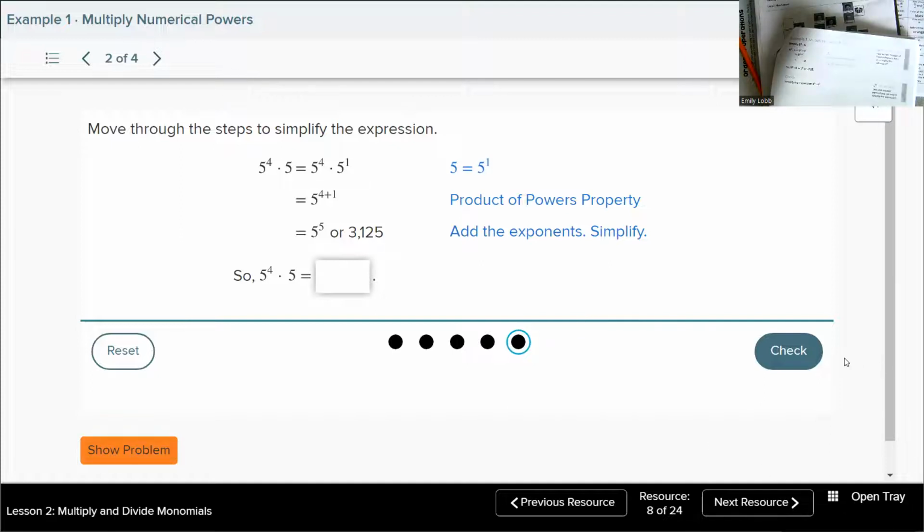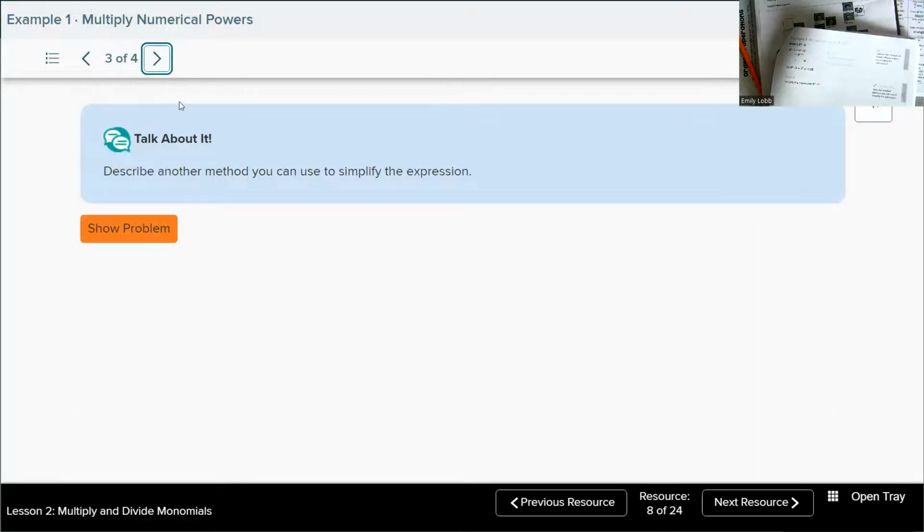All right, this check, they want you to check that you are understanding that. Oops, I didn't mean to check that one. I meant to do this. So another method you could use is to write it out, right? You can write out the products. What's up, Logan? You lost.